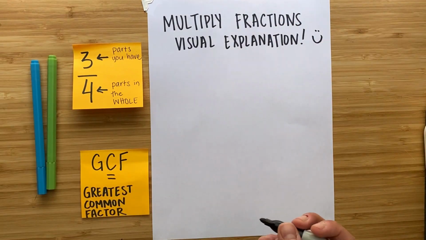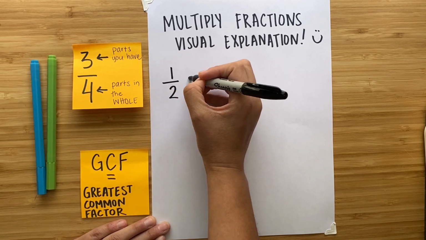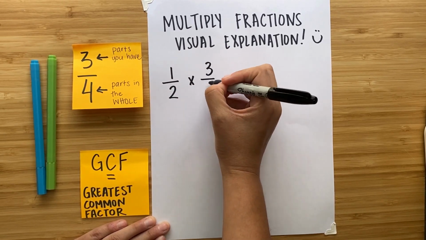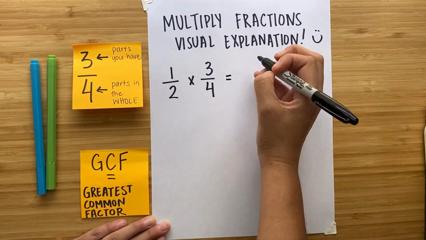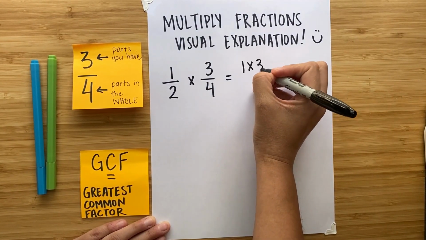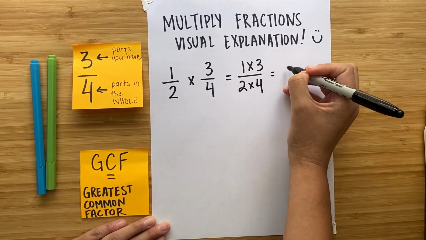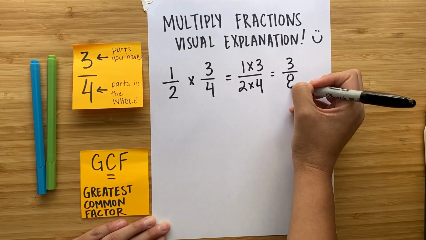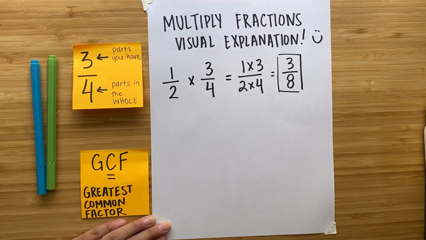So we're going to use the problem 1/2 times 3/4, or 1/2 of 3/4. Now we can set this up and solve it. Multiply our numerators, multiply our denominators, and that gives us 3/8. So let's see why it works.